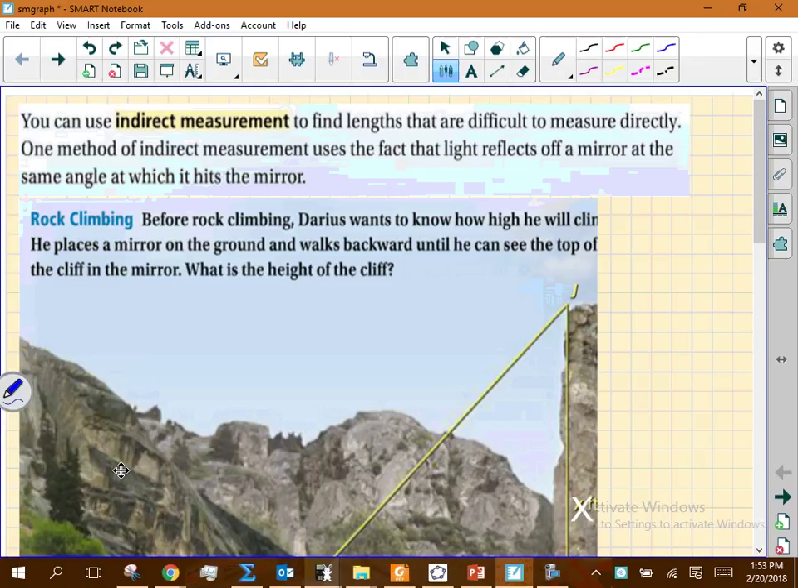Okay, all right, so indirect measurement. What indirect measurement is, okay? If you were to do something indirectly, you're kind of going around something. Does that make sense? Okay.